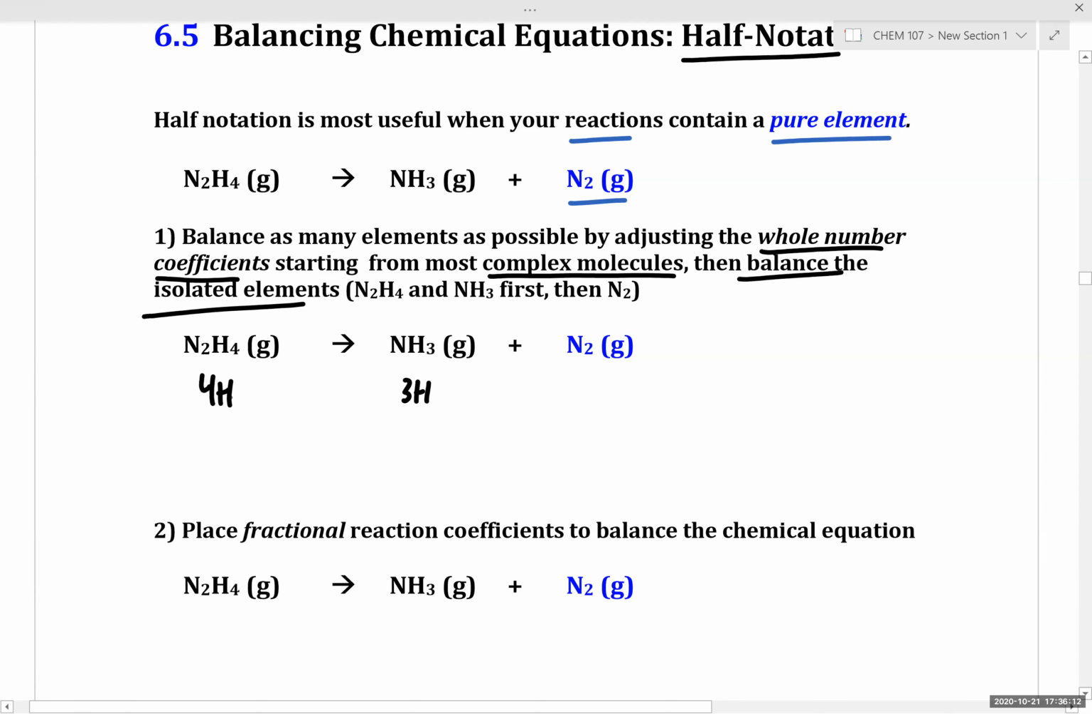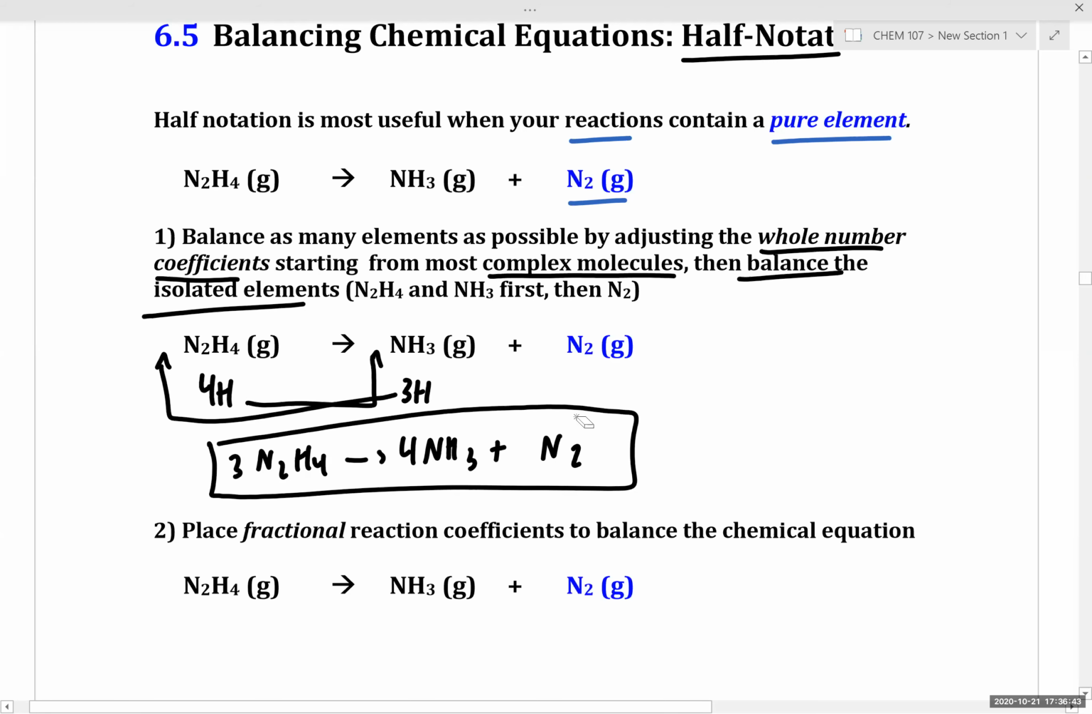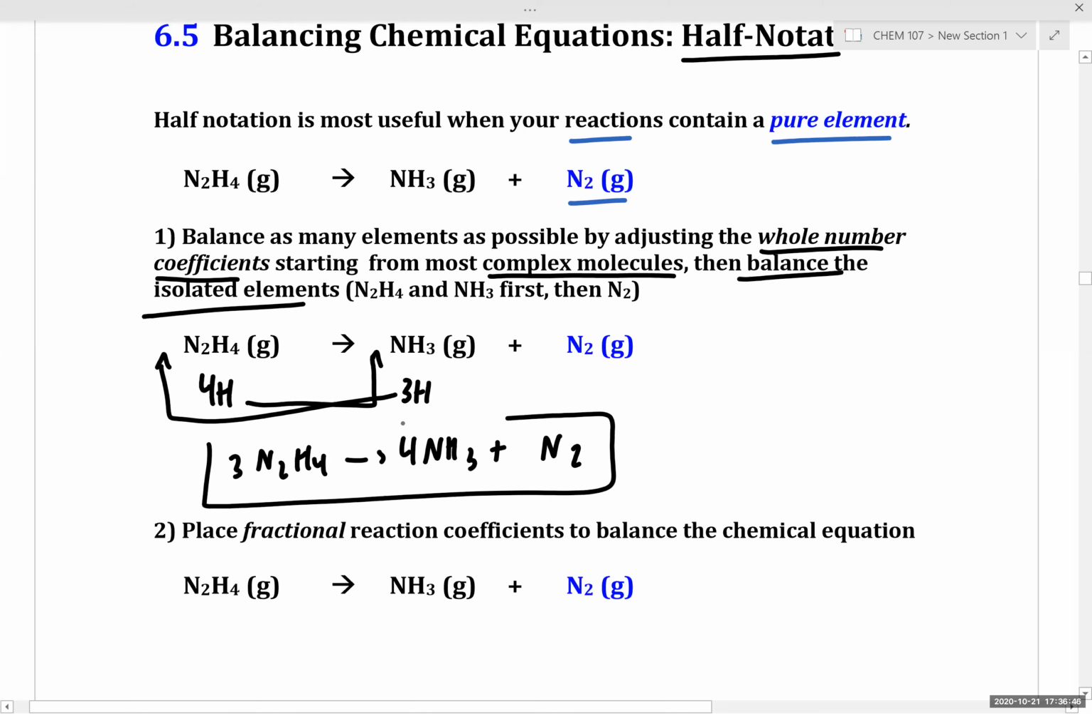We are going to, in turn, utilize the least common multiple method. So that gives us 3N2H4 leads to 4NH3 plus N2. And with that least common multiple method, we see that we have now fully balanced this chemical equation. So that's one method of doing it. This is our good old friend, the least common multiple, or the quote unquote LCM method.